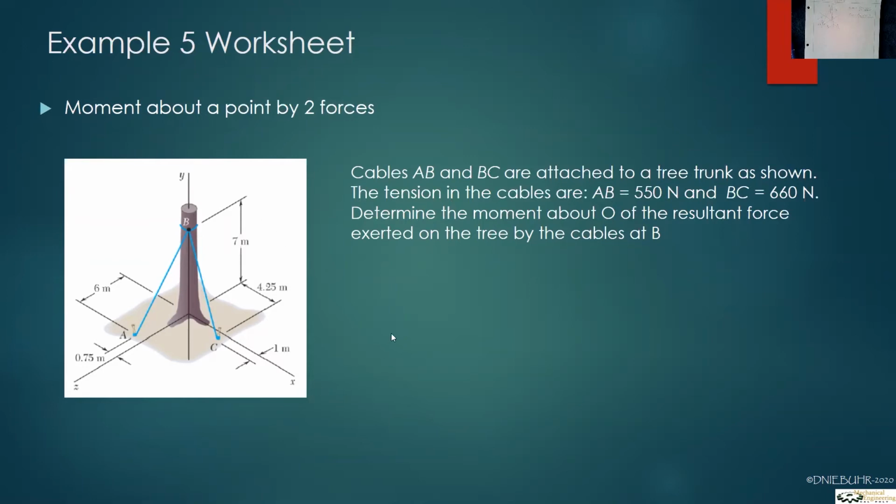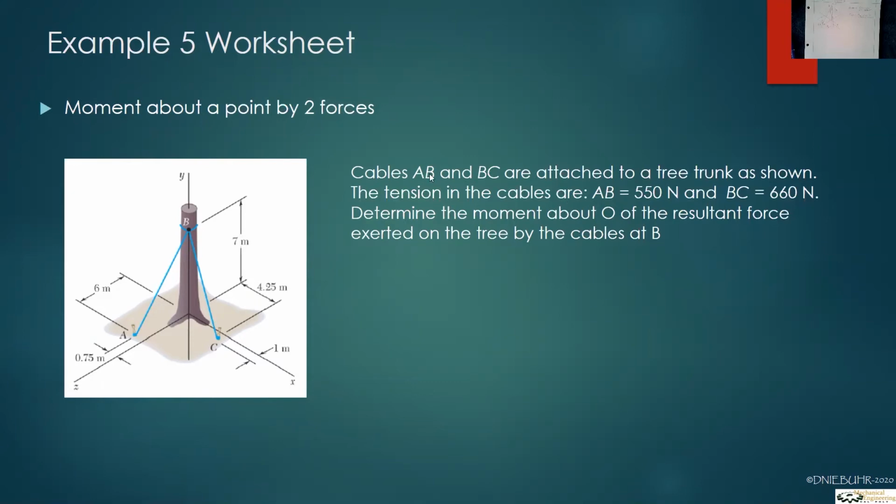The other thing is we need to figure out what is the R vector, because we're trying to take the moment about the O. And so O is not labeled here, but it's assumed to be the trunk of the tree or the origin. So O is down here. So let's go ahead and try to work this out.